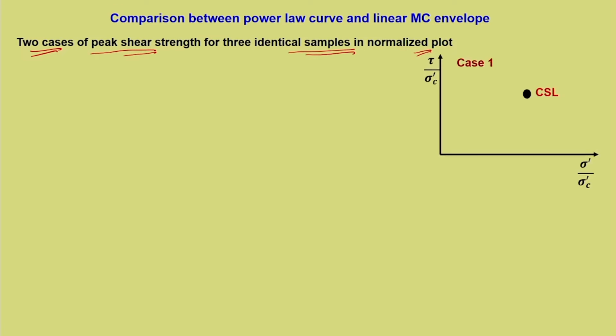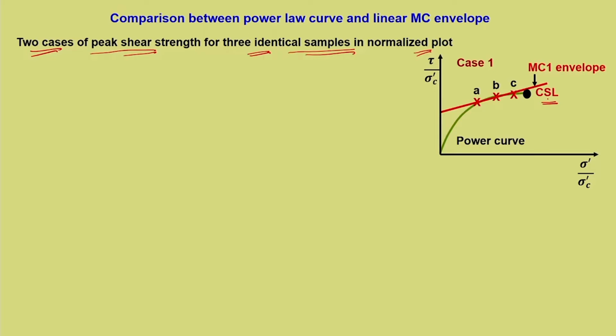Now, the first case, case 1 on the normalized plot. This is the power curve, which is the more general representation of the peak state. Let us consider these three identical samples A, B and C. Now, why is this case 1? In case 1, the three identical samples are close to the critical state line, that is, towards the critical state line or the rightmost portion of the peak curve.